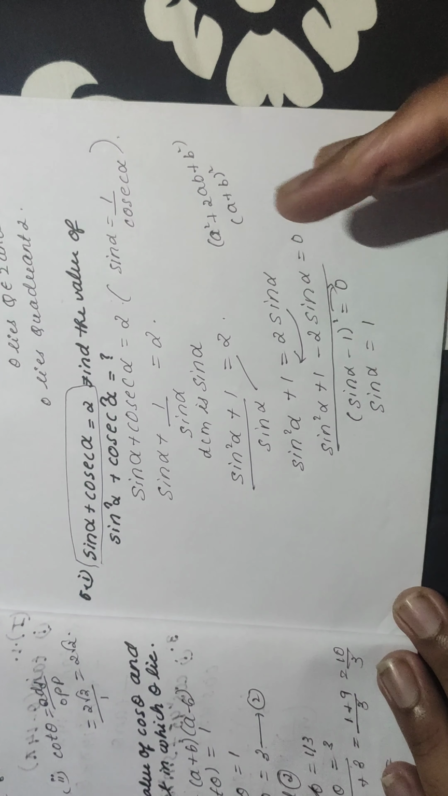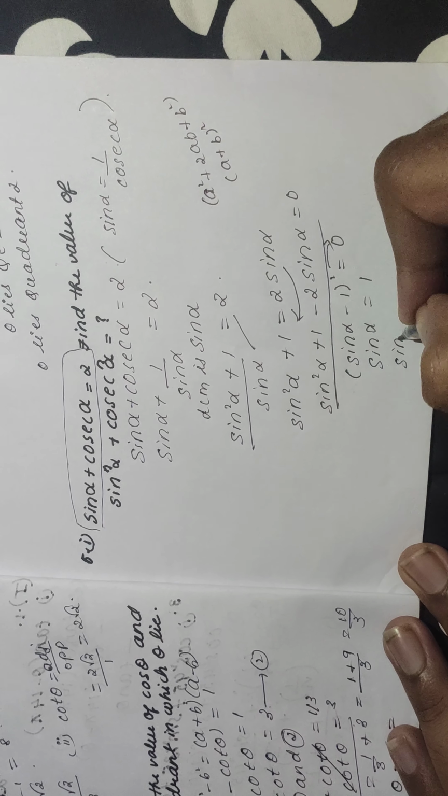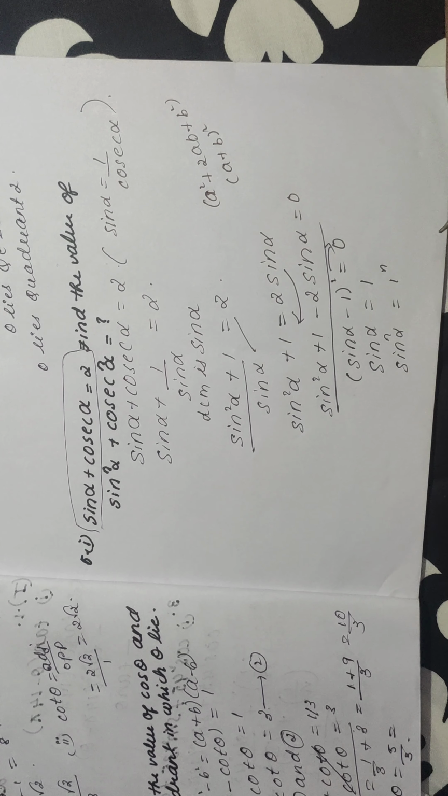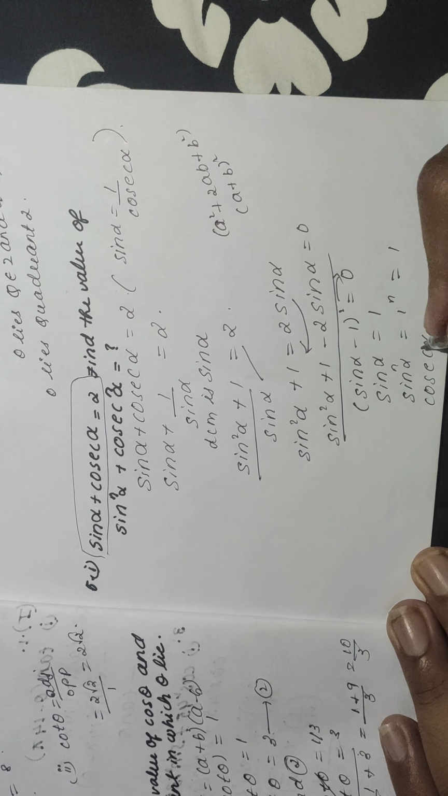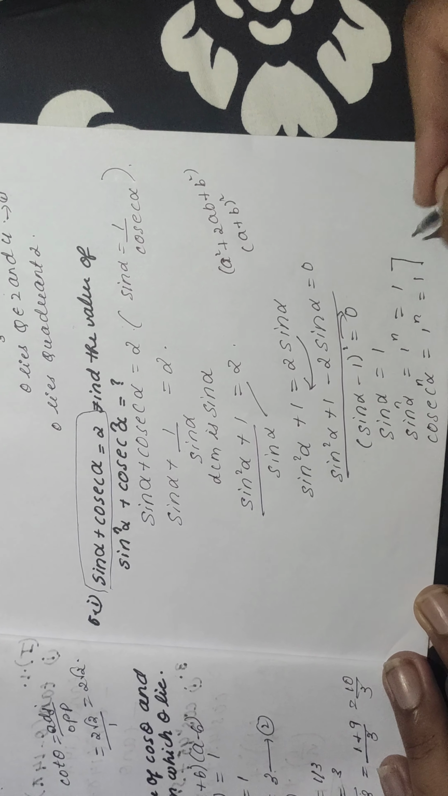In order to find the value of sin power n, which means sin whole power 1, this is 1, and cosecant, which means 1 and 1. The sum of these two gives rise to 2.